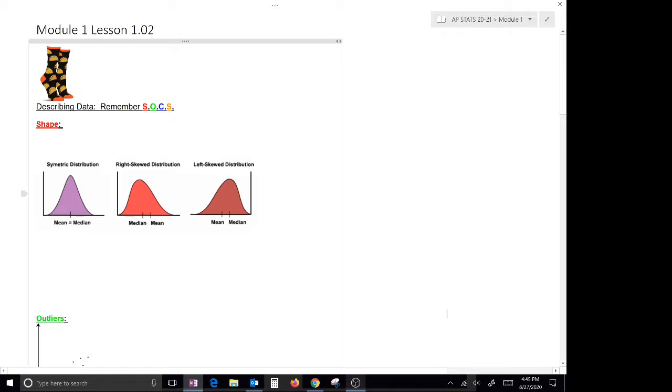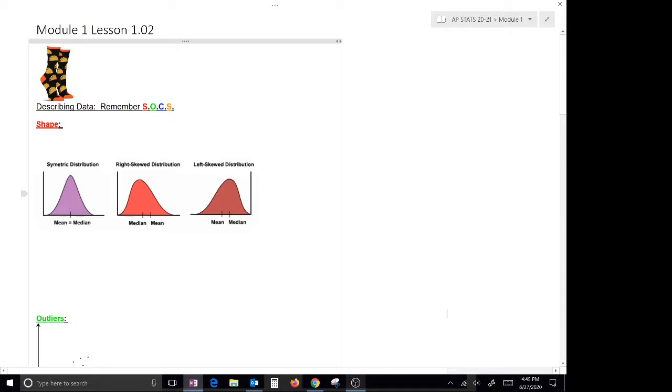The reason is that in a right skewed distribution, a common mistake is you'll see a bunch of data more towards the left of your grouping, so you'll be tempted to say, oh, this is a left skewed distribution. That's not how we determine skew.